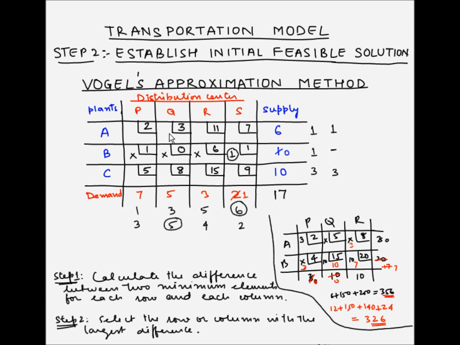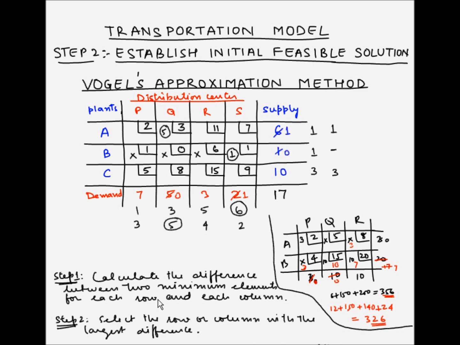Now for Q, the demand is 5 and for A, the supply is 6. So even though we can supply 6 but demand is only 5, so the maximum we can allocate is 5 units. So here let's allocate 5 units. So what this means is that the demand at Q now becomes 0 and the supply capacity for A is now 1.